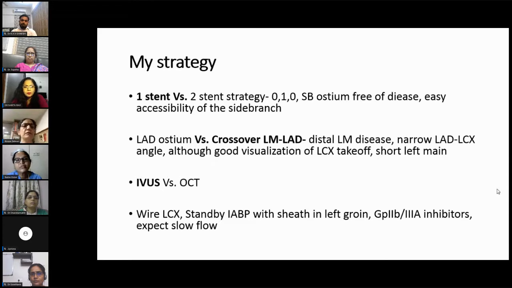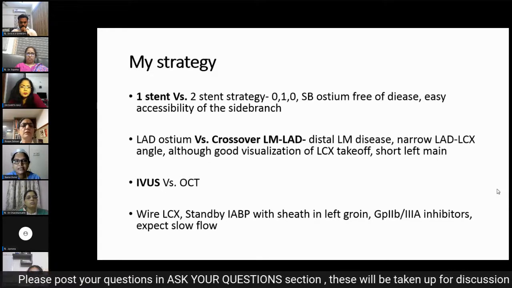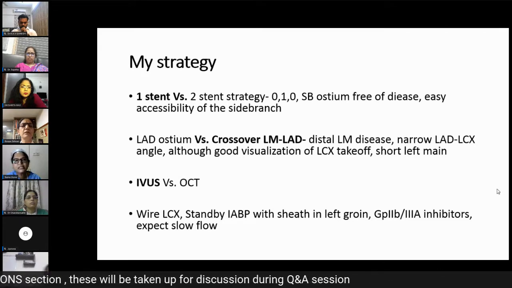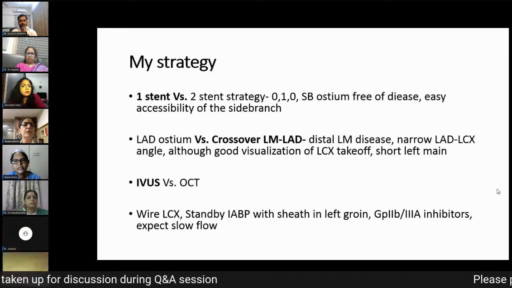So here the lesion was Medina 0,1,0. Side branch ostium, that is the LCX ostium, is free of disease, and there is easy accessibility of the side branch. I didn't think that accessing a side branch in case of any eventuality is a problem. So these three factors would push me towards a provisional stent strategy. Suppose it is a Medina 0,1,1 or severe side branch ostial disease, or the side branch ostium is very difficult to access, these are some of the factors that you would consider before you decide this strategy.